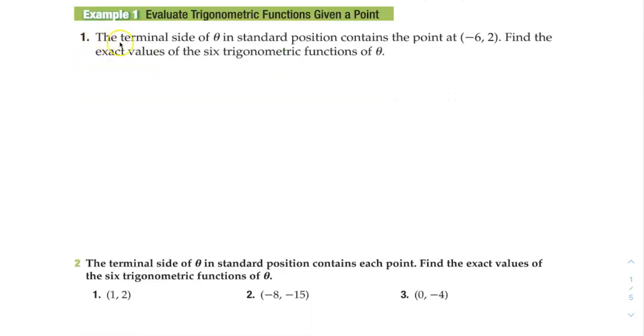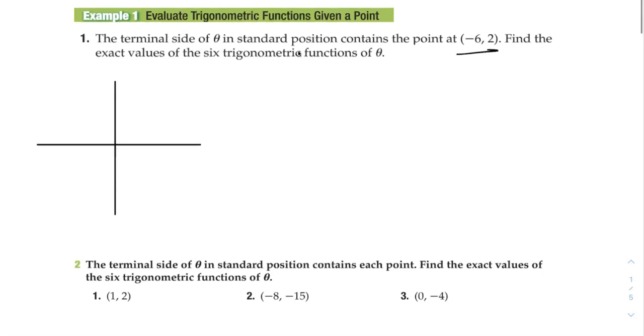In this problem, the terminal side of an angle in standard position contains the point -6, 2, and it wants us to find the exact 6 trig functions of that angle. What's going on here is that they're giving us a point on the xy axis. Honestly, it doesn't matter, we'll say -6 and 2. I'll just do this.